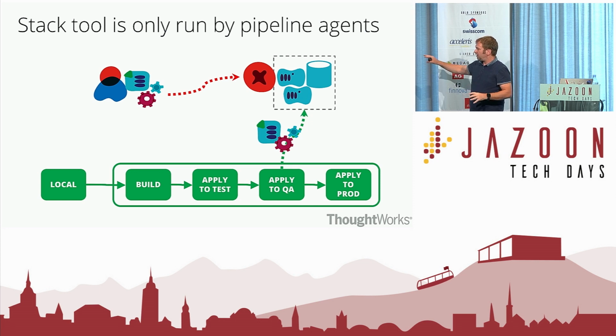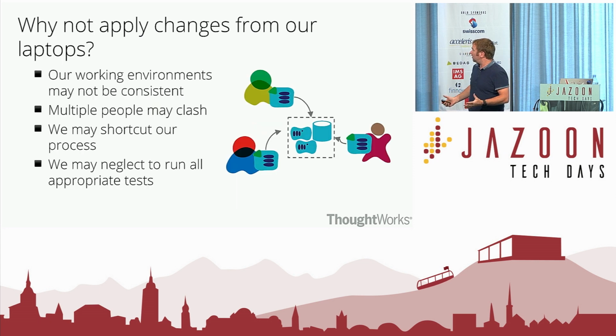This way your tooling ensures the consistency. So why don't we do it from our laptop? One is that yours and my laptop might be different in some ways. We might have different versions of tools, which might impact things in ways we don't expect. We also might clash. I might check out the source code, make a change and apply it. You might make a different change, and then we end up with different versions of the code being applied to an environment instance. And so we clash there. We might also be tempted to shortcut the process and not run all the tests. The pipeline enforces the process.